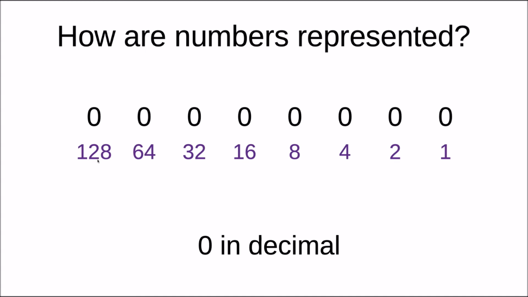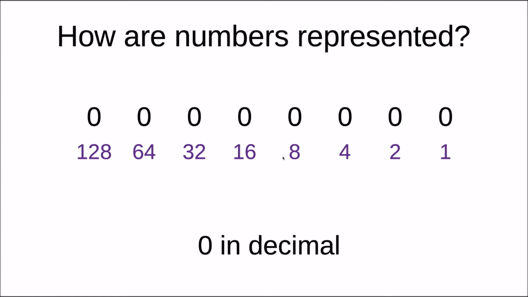Now if we want to represent decimal 4, for example, we just flip this bit to 1. That means we have the 4. If we want to represent 2, we flip this bit to 1. If we want to represent 1, we flip this bit to 1. If we want to represent 32, we flip this bit to 1. So whatever bit is flipped or turned on, that's the decimal value we get.